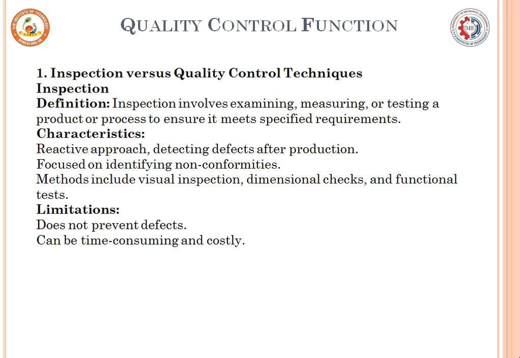So what are the limitations of going with inspections? It does not prevent defects, and it can be time consuming and costly. Just by seeing the components we cannot prevent defects, but after accurate measurement you will be able to prevent the defects. It can be a time consuming and costly process. So inspection and quality control technique go hand in hand in the organization, so that it will be able to give the exact product as per the design to the customer.